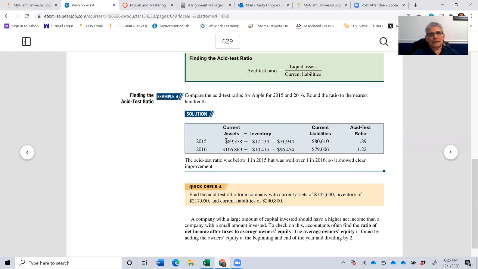That was for 2015. For 2016, the same thing. We're going to compare the current assets. We're going to subtract inventory. So now we're just left with liquid assets. And in this case, it's 96,454. We're going to divide that by the current liabilities of 79,006, and that gives us 1.22.